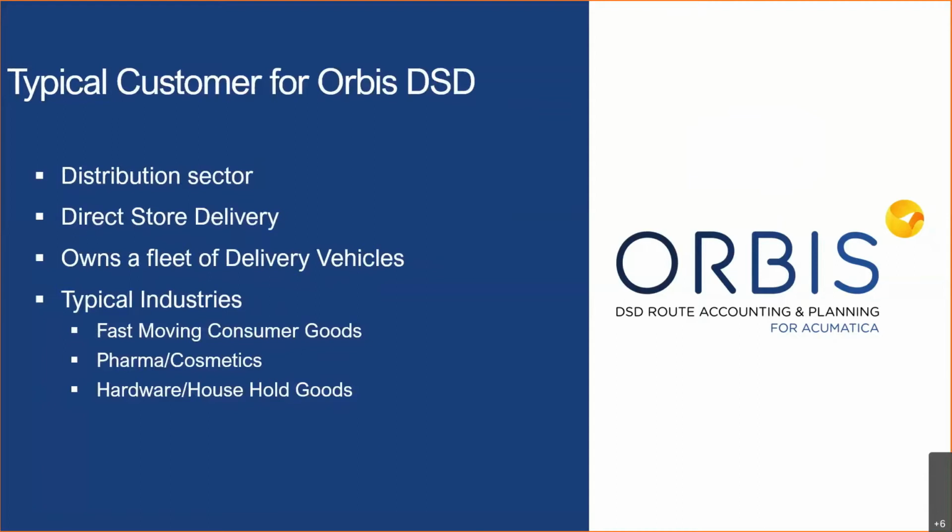A typical customer for Orbis is someone who sits in the distribution sector, obviously, that goes part and parcel. But it's direct store delivery, giving businesses the ability to pick up and drop off and manage that process. The businesses own their own fleet. And the typical industries would be fast-moving consumer goods, white label goods, wholesale goods, electrical goods, anything where you're literally going from either B2B or B2C.